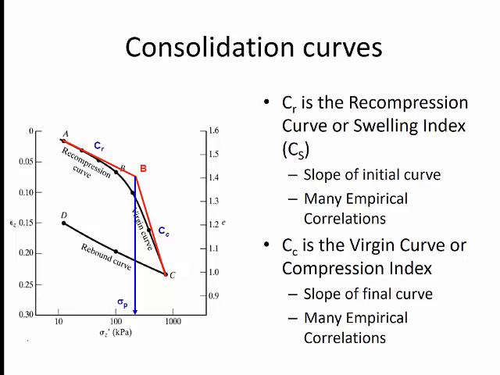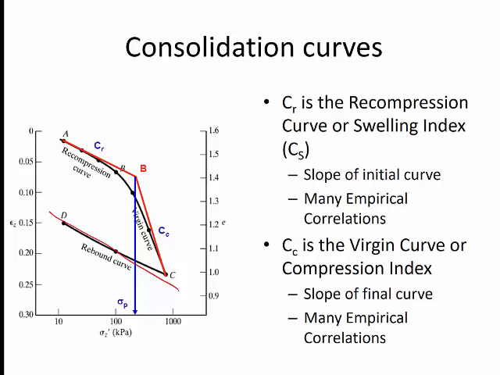The slope of the recompression curve is called the recompression index, C sub R or C sub S. Really, the recompression index is the initial slope of the soil that is over consolidated when it's first placed into the soil sample. The swelling index would be like a rebound curve here, but they are typically very similar in slope. And the virgin curve slope is called the compression index, or C sub C.